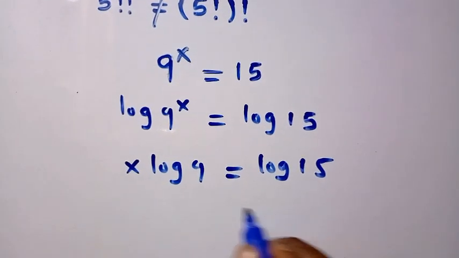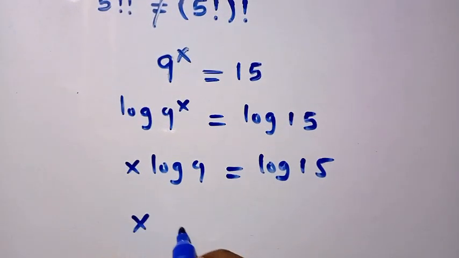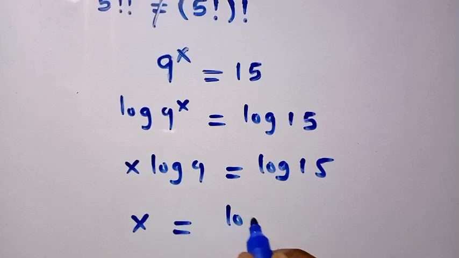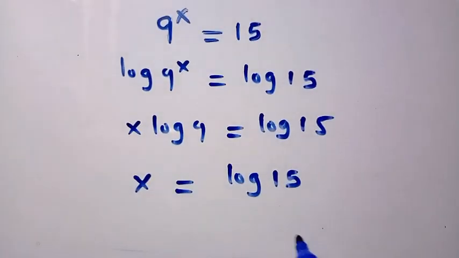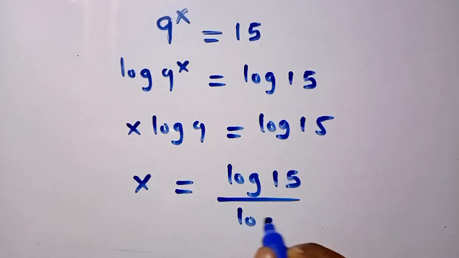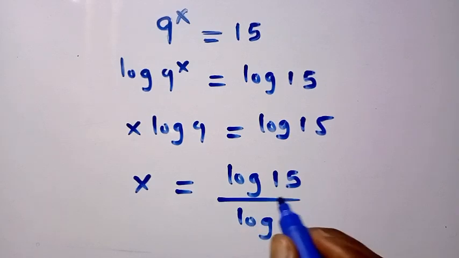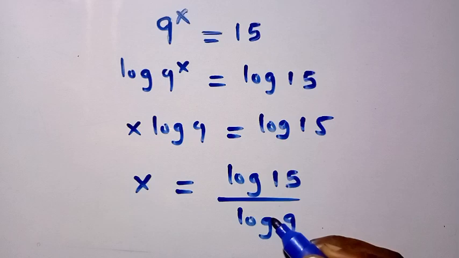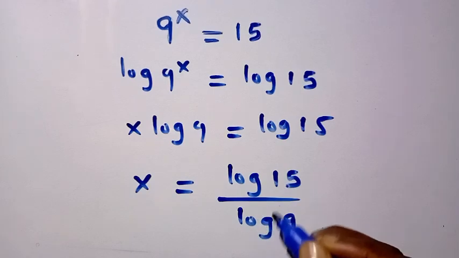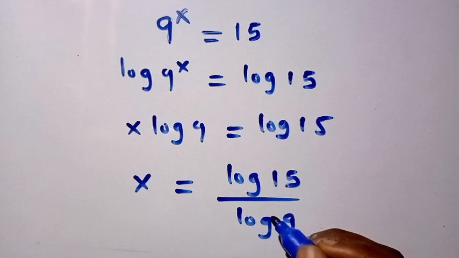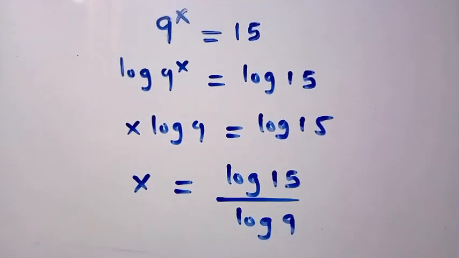And by dividing both sides by log 9, we have our x equals log 15 divided by log 9. We know log is the short form of logarithm, and we have log 15 divided by log 9. So we cannot stop here. We have to break this thing into pieces, and see what will be the outcome of this.